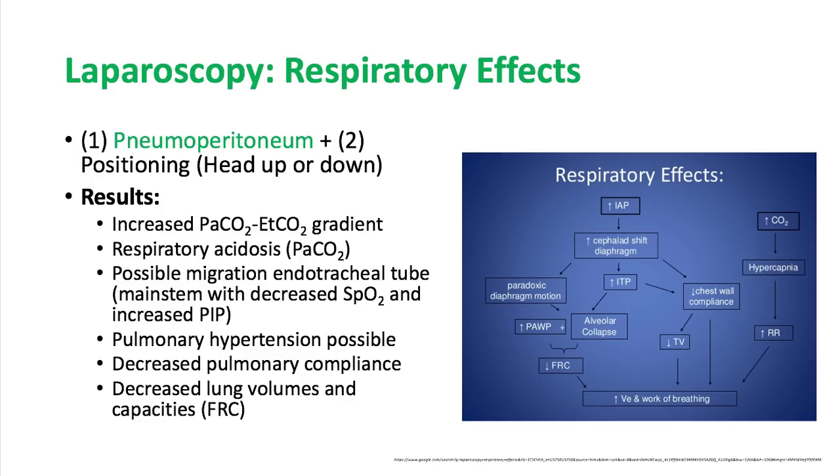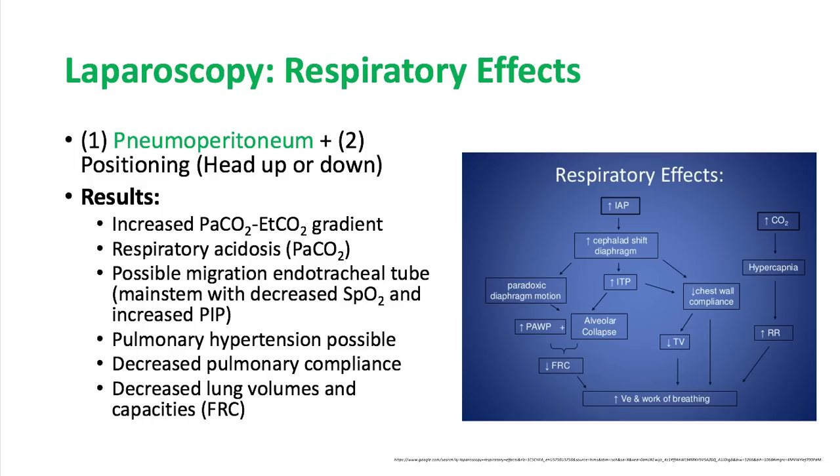One of the things to not forget is that during laparoscopy, the endotracheal tube can actually migrate. I've had cases of an obese patient, laparoscopy, put in a head-down position, the diaphragm moved cephalad, and the tube actually migrated down the right mainstem. There was a sudden rise in peak airway pressure, a drop in SpO2, and the problem was that the tube was mainstemmed down the right.